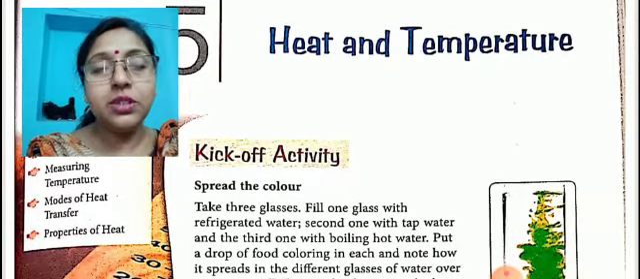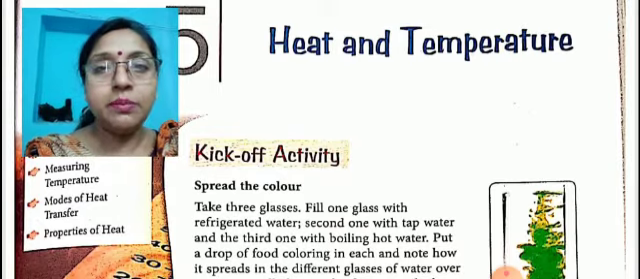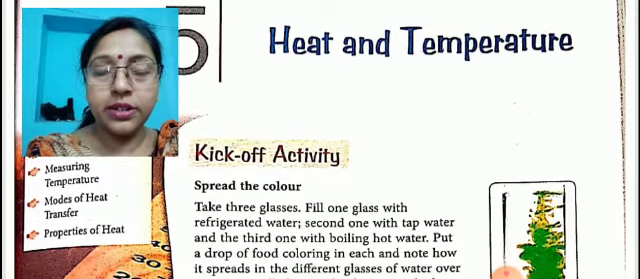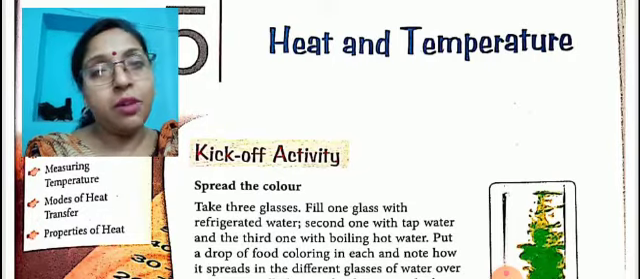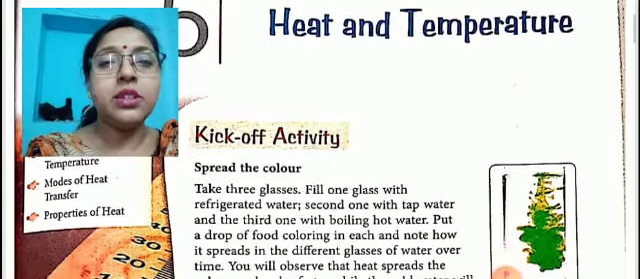Whereas temperature is a physical quantity. It is the measurement of the degree of hotness or coldness. We can say if an object is hot, the temperature is high. If an object is cold, the temperature is low.